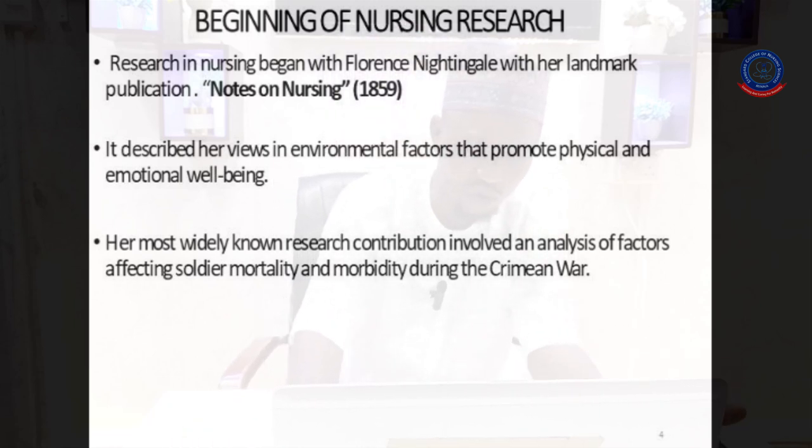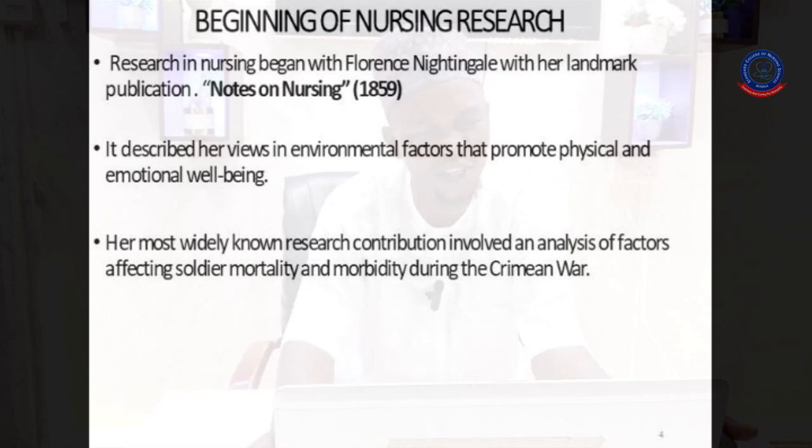So she tried to make a contribution to see how mortality and morbidity affect soldiers on a battleground. Then early research.